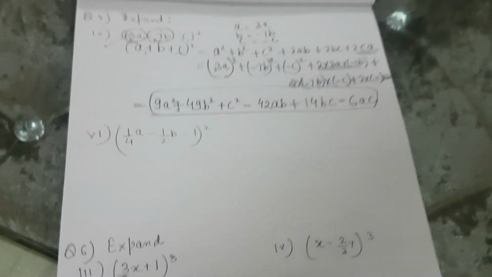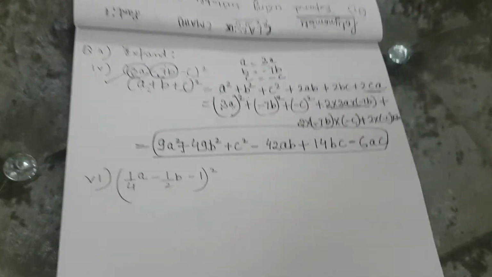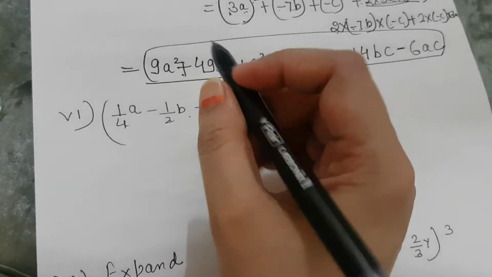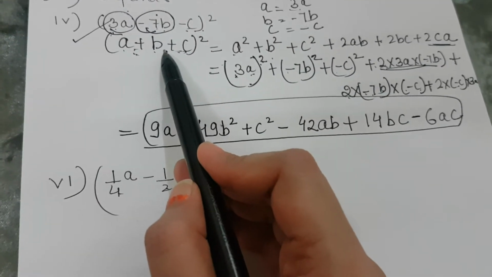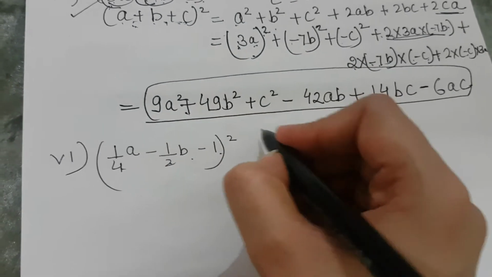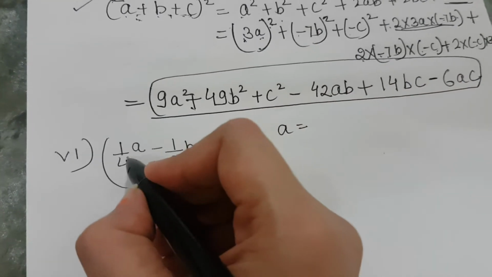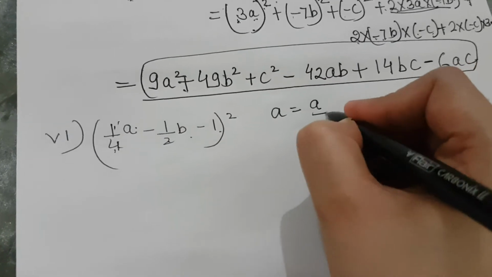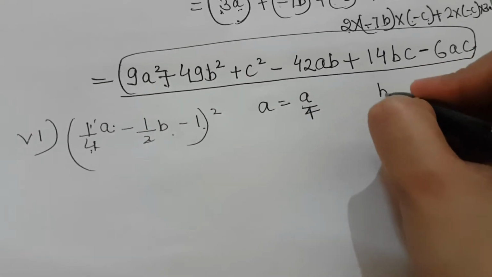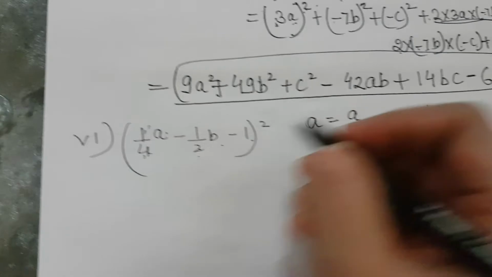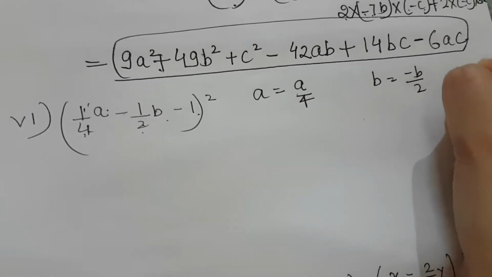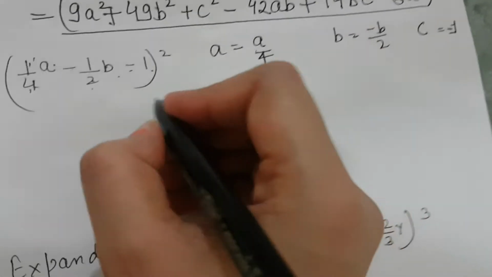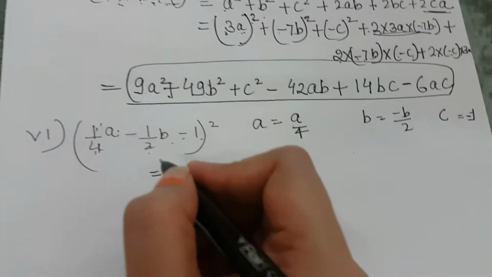Okay. Two parts I have taken of this question, the fourth and sixth. (a plus b plus c) whole square. I think there is no need to write the identity again. I have written it here. You just directly apply it and write the values. Value of a is a upon 4, that is 1 upon 4 into a. You can directly write a upon 4. Value of b is minus b upon 2. And value of c is minus 1. Now start putting the values directly.